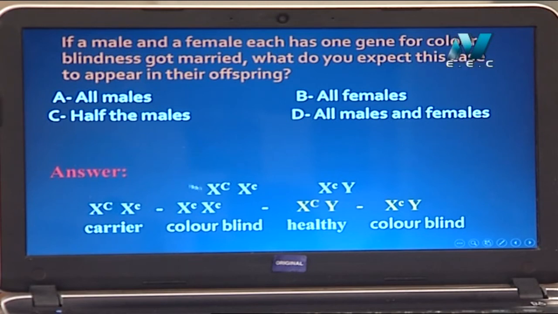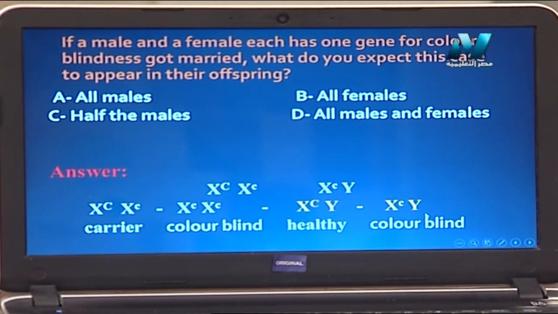By getting the gametes, we have one gamete with X^C and the other gamete X^c in the female, and in the male one sperm contains X^c and the other sperm contains Y. By carrying out fertilization between the ova and sperms, we will get the probability of their kids, the first generation: X^C X^c, a carrier female, X^c X^c, color blind female, X^C Y, he is not a carrier but he is healthy, and the other one X^c Y, color blind male.